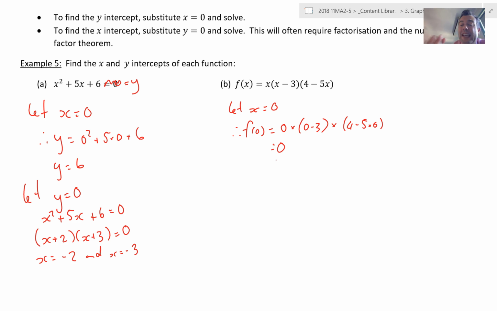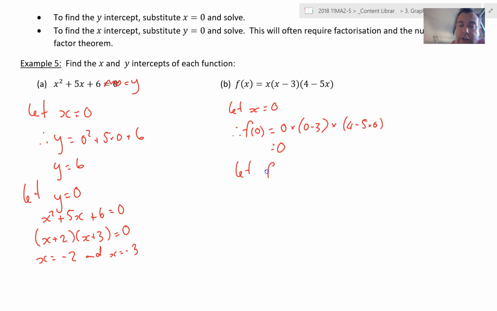So, there's one of them. The other thing we've got to do is to find the... That shouldn't be function 0. That should be function x. Function x equals 0 when x equals 0. Now we want to find function 0. Never mind, I started to ramble there.